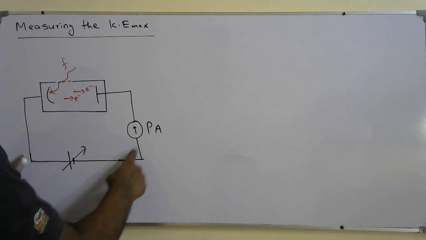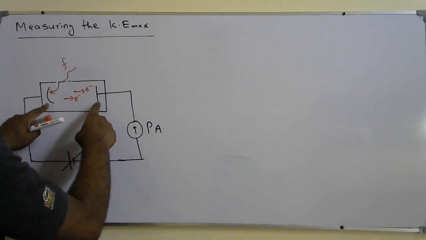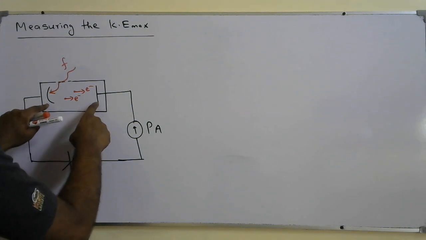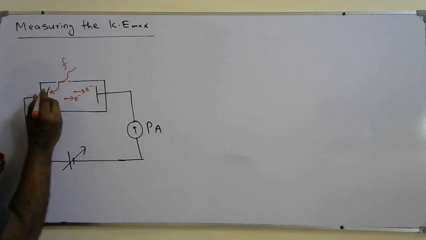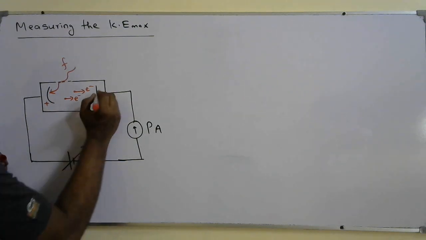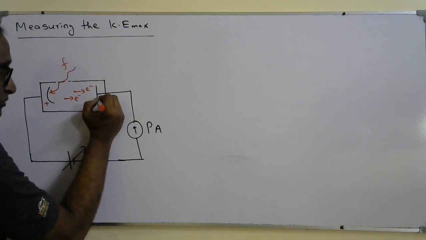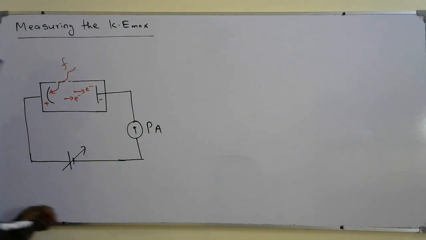This will develop an electric field between the emitting electrode and the collecting electrode. Simply, we can say this positive terminal will make this electrode positive, and this negative terminal will convert this collecting electrode into negative.